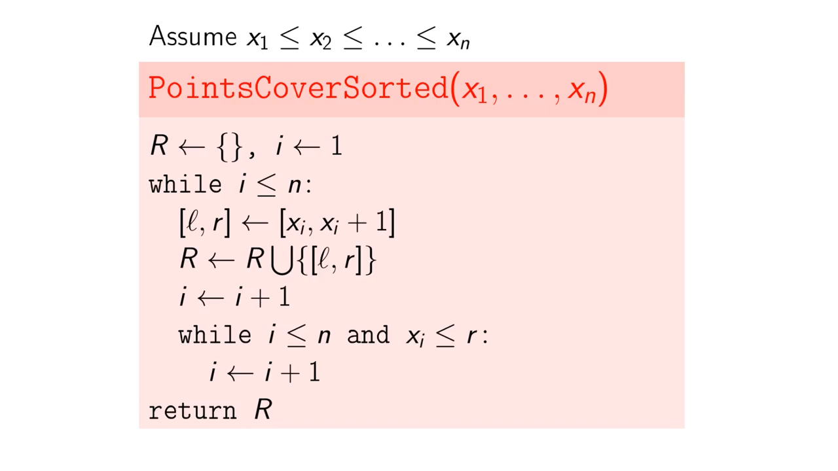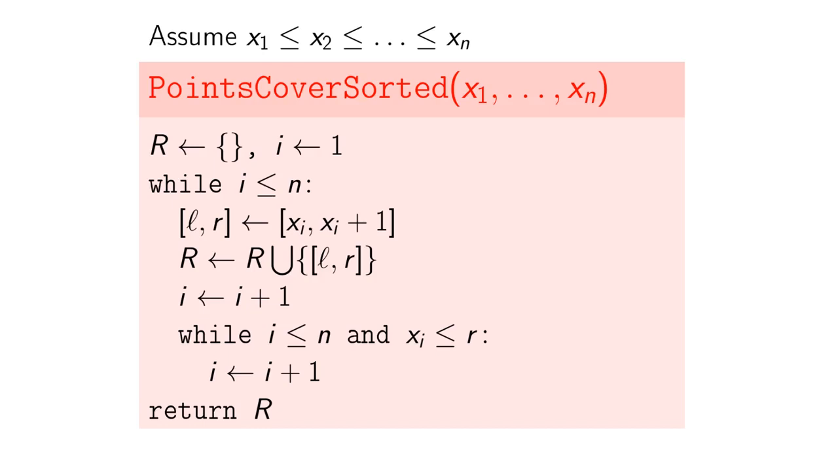We add this segment to the solution set, and then we need to remove all the points from the set which are already covered. Instead of removing the points, we will just move the pointer to the right and forget about the points which are to the left from the pointer. So the next while loop does exactly that.